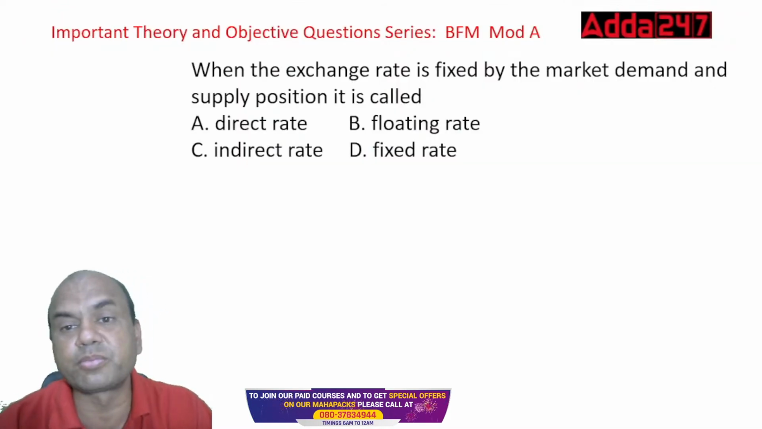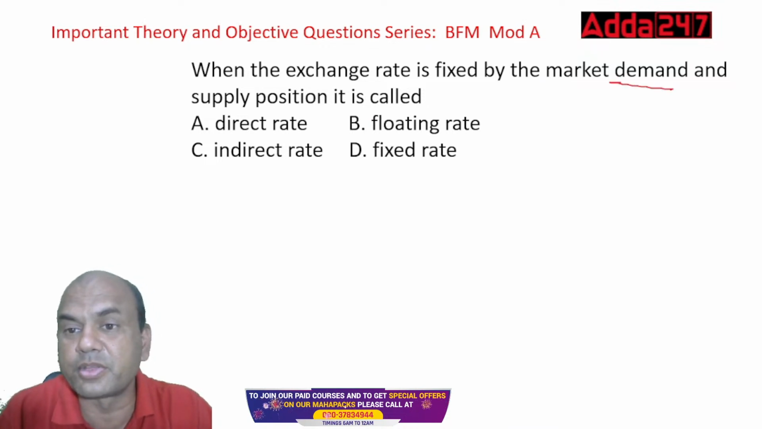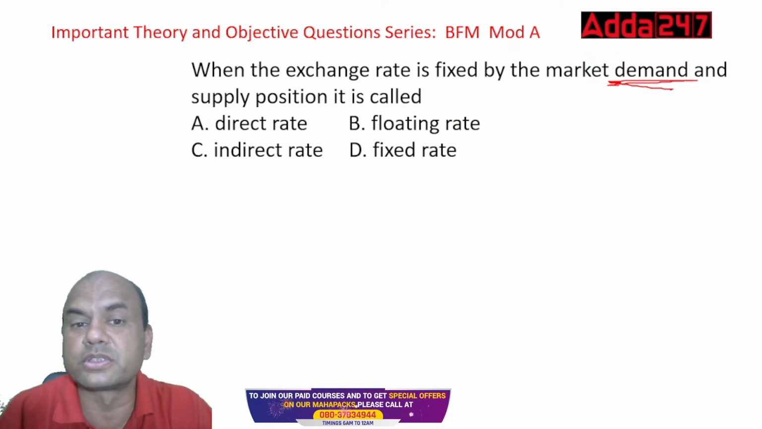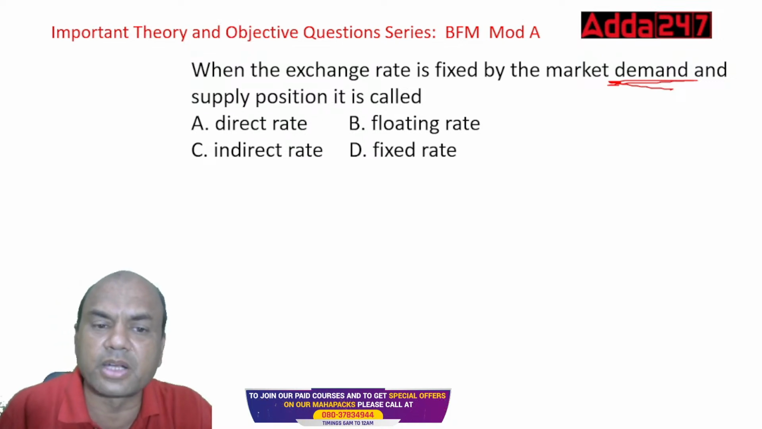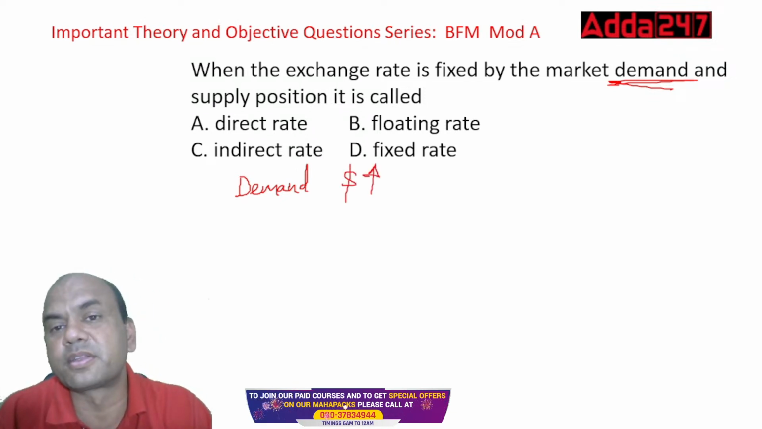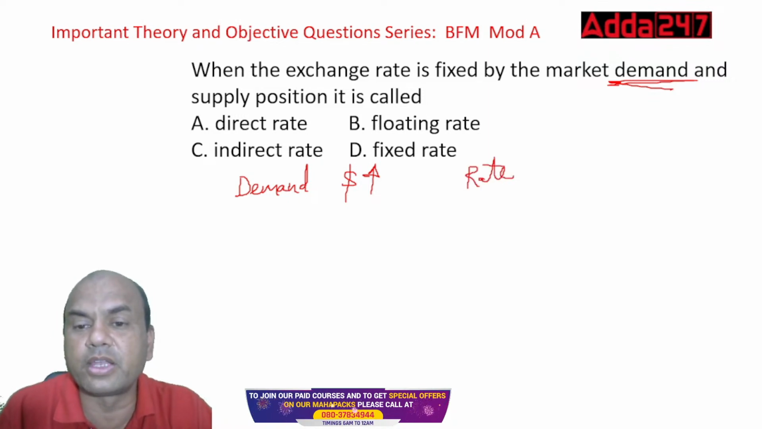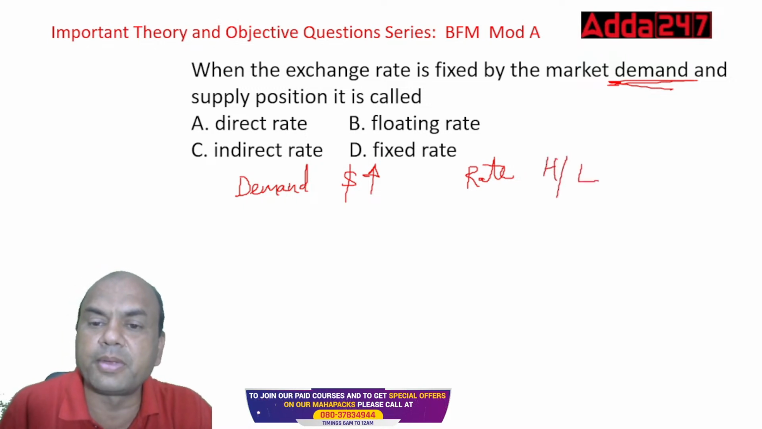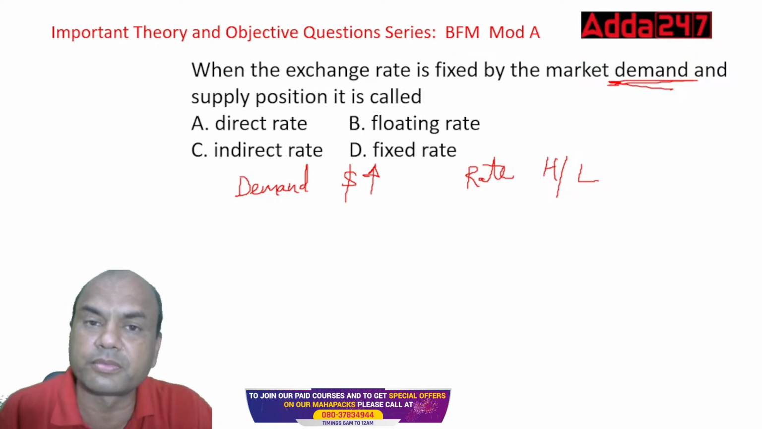When the exchange rate is fixed by the market demand and supply position, whatever it is, if your demand is high, your rate goes high. If your supply is high, your rate goes low. Do you know this concept? Suppose the demand for dollar goes up. If it goes up, then what happens? Will the rate for dollar be high or low? Just type H or L. If the demand for dollar is high, will the rate for dollar be high or low?